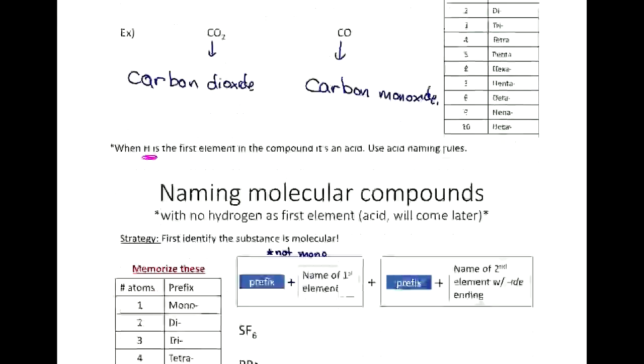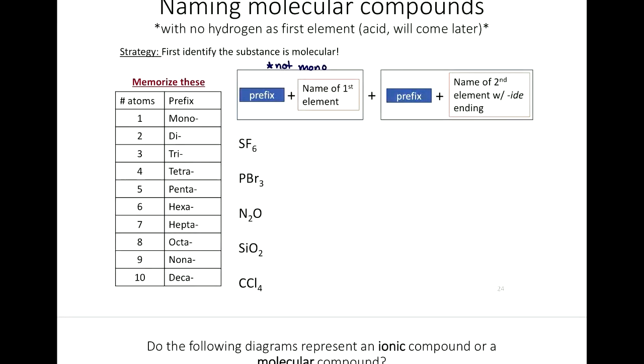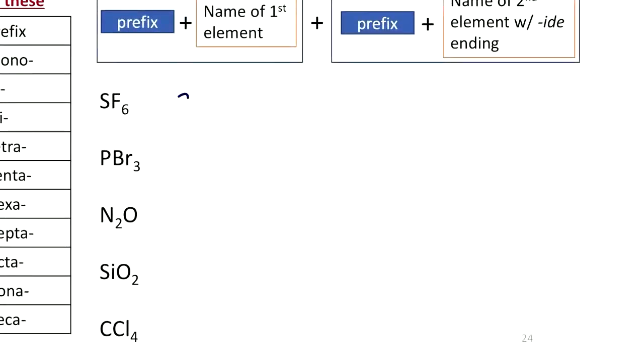Okay. All right, so let's look at some more. So here are the rules again. For the first element, you say the element, and then the second element that's there, you say the prefix, and then you say the element, but it has to have the "ide" ending, right? Only the second element gets the "ide." All right, so let's go through these. What's SF6? Sulfur hexafluoride.